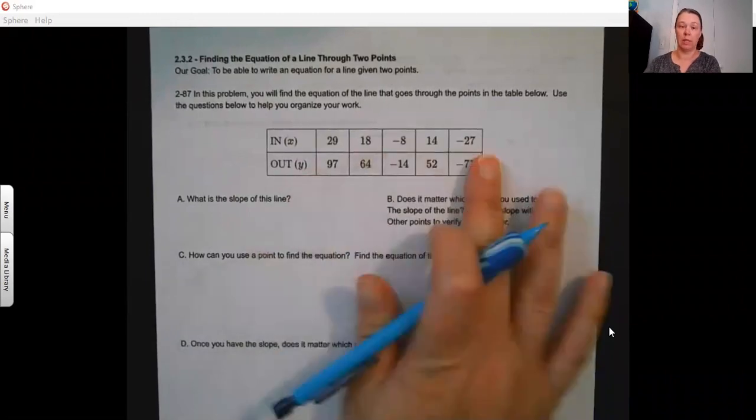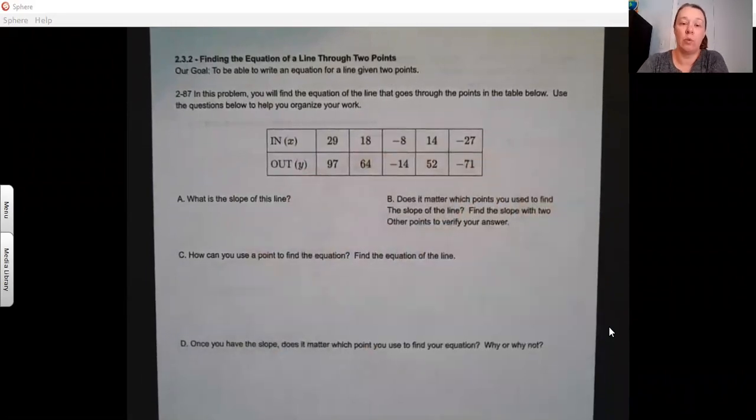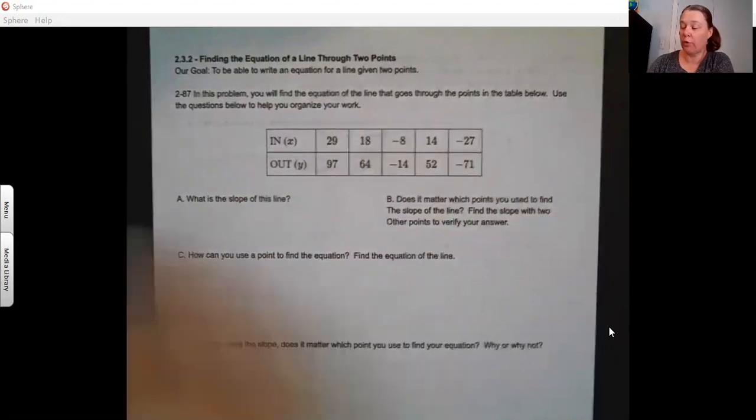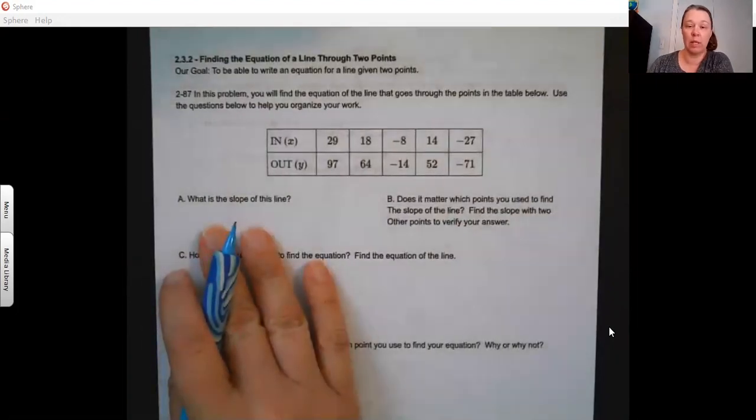So we're going to start with this table right here. And first we're going to find the equation of the line that goes through the points in that table below. So when we write an equation for a line, we need to know the slope, we need to know the start value. So what's the y value when x is 0? And then we can write in our equation. So our first question here is, what is the slope of this line?